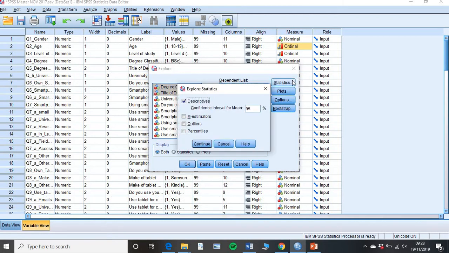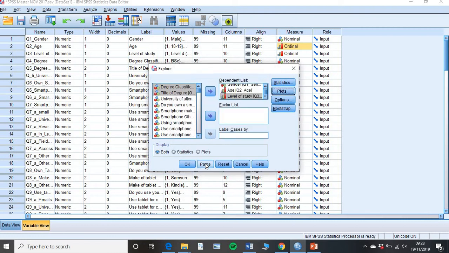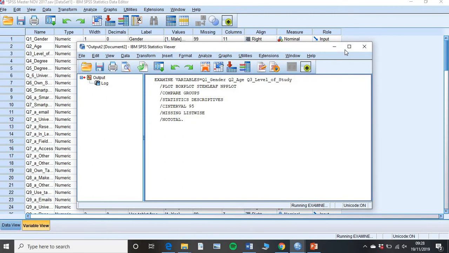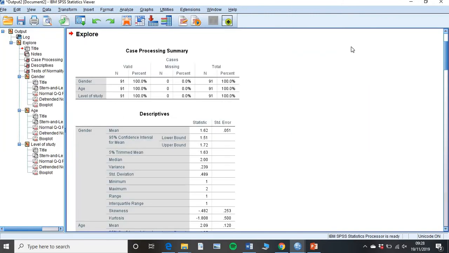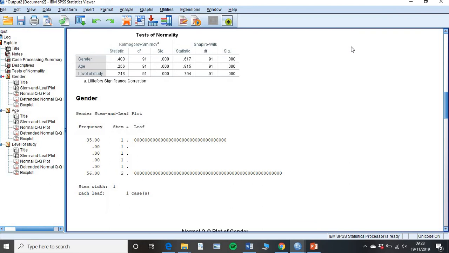Statistics, click on that box here, make sure that your descriptives is ticked, click continue. Plots, this is the most important one here, is to click your normality plots with tests, because this is the one that we're looking for. Click continue and then click OK, and SPSS will run that for you. Now keep scrolling down till you get to here, this test of normality box.